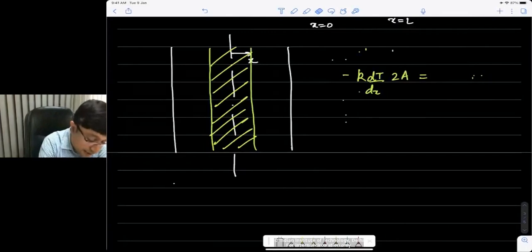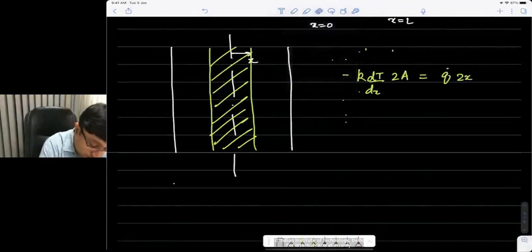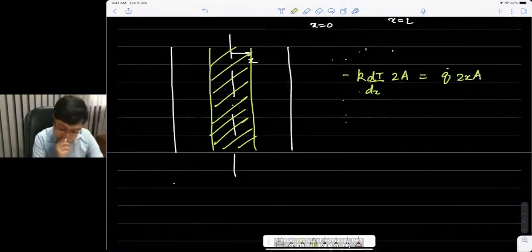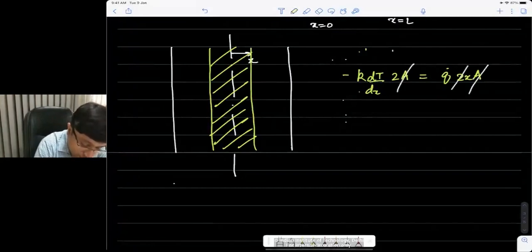So what is getting generated is q dot in this thing times the total thickness of the slab, or the total volume, because it's energy generation per unit volume. So let's say 2x into A. So the area cancels in this case. Factor of 2 will anyway cancel. That was bound to cancel because it is the same on either end. So we get the same differential equation that we actually started off with.